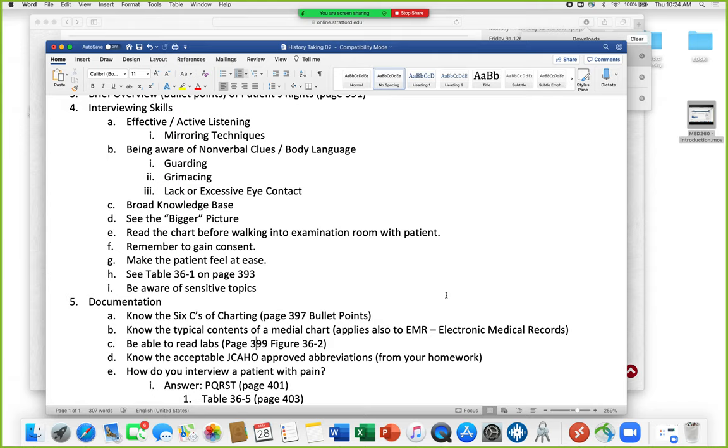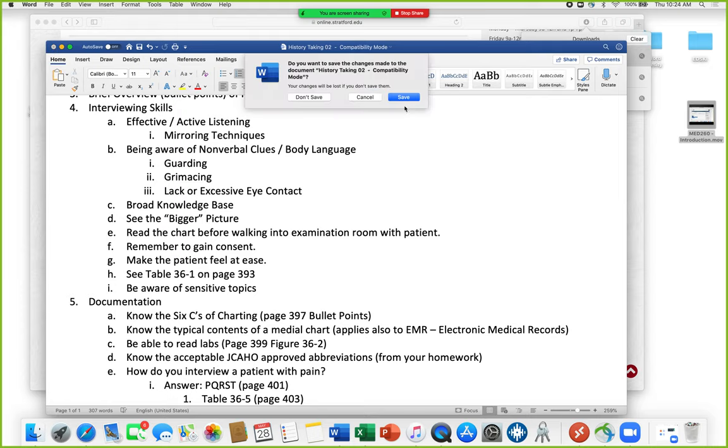What meds are they going to be on? What consultations they're going to be needing? Okay, and there's other forms of SOAP, but SOAP is the most common. Now, know your abbreviations in general, and last but not least, how do you assess pain? And that's the PQRST method. Now, the PQRST method, let's look at that.